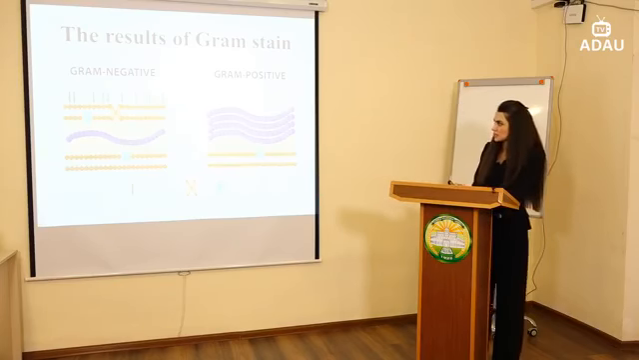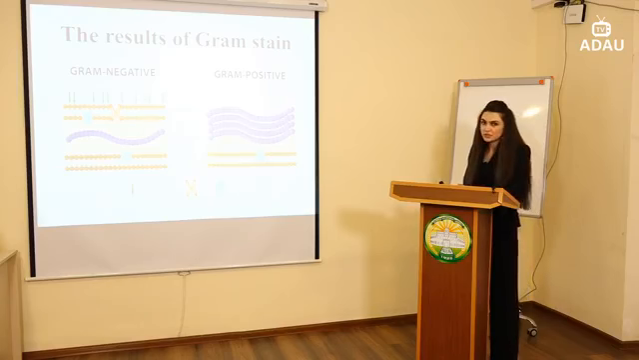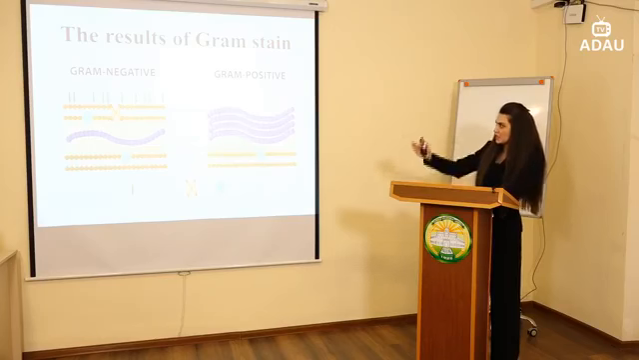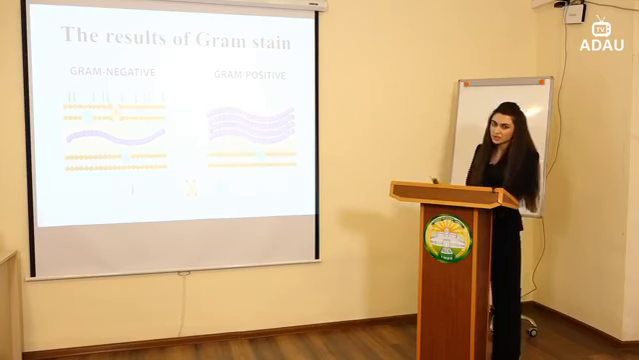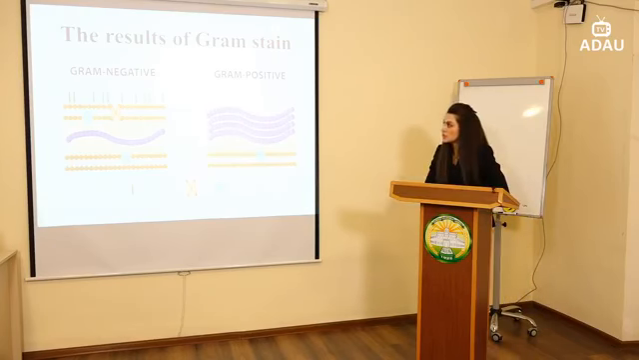And these are the results of the gram staining. For the purpose of the gram staining, there are two types of result: gram-negative and gram-positive microorganisms. Some types of the microorganisms are gram-negative, the rest of them are gram-positive. But for some types of the microorganisms, like mycobacteria and others, it's impossible to use the gram staining methods.